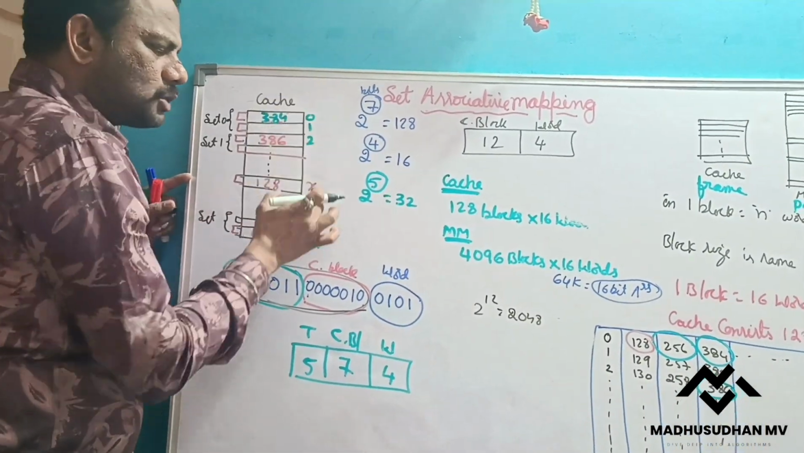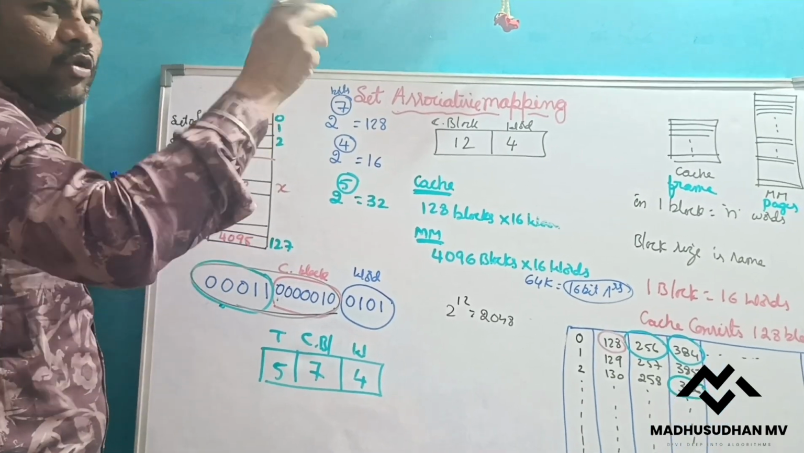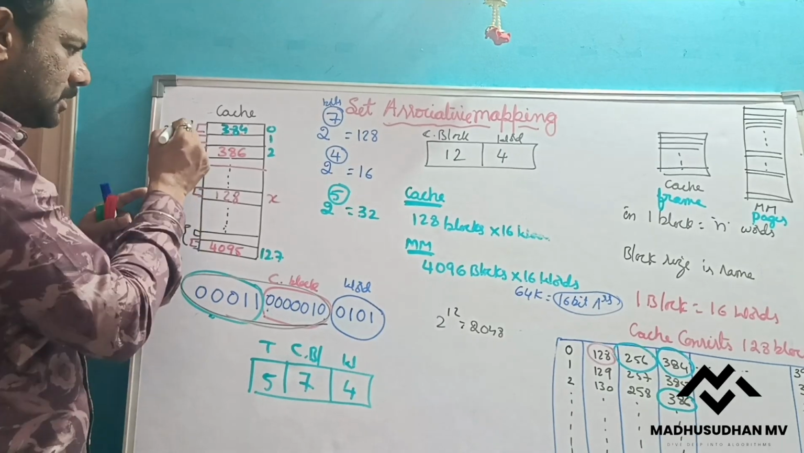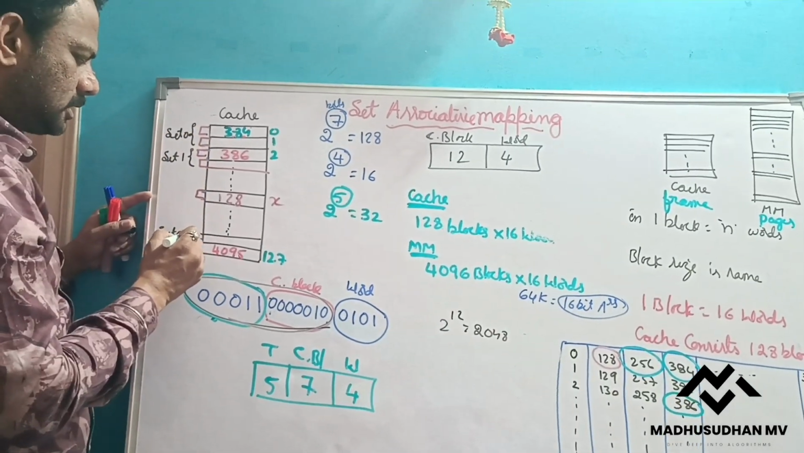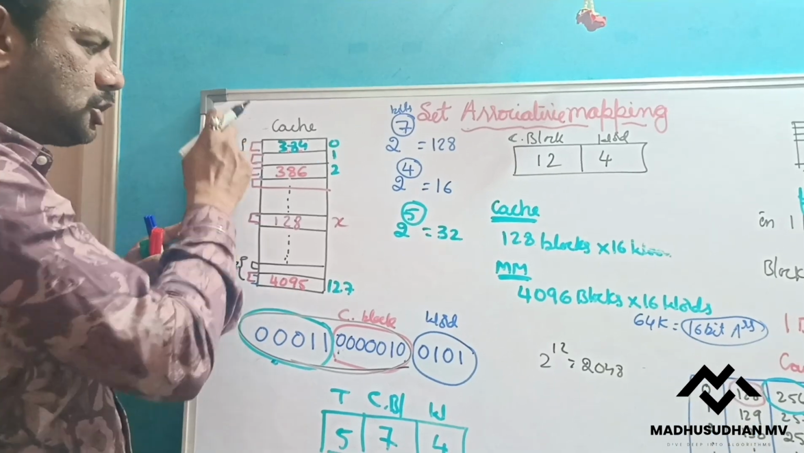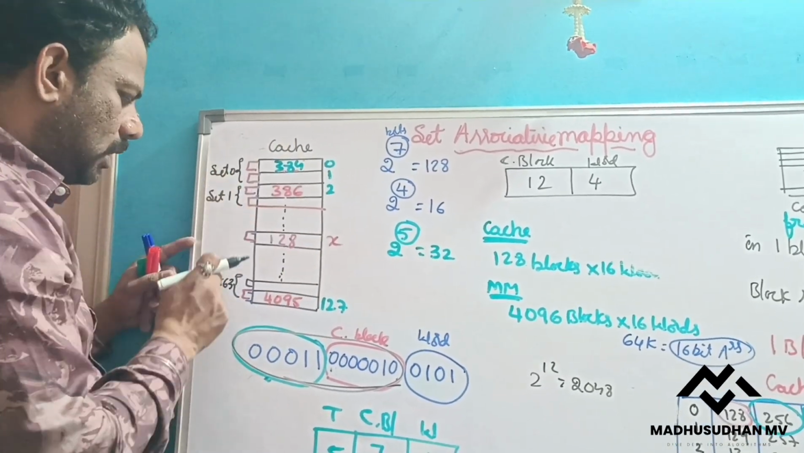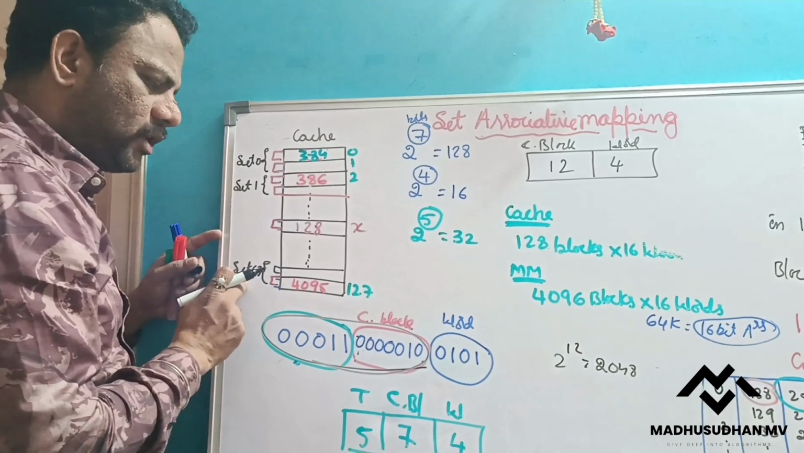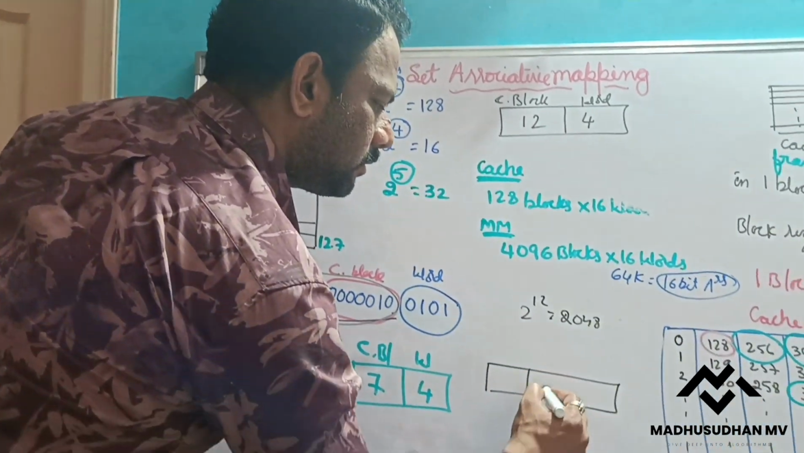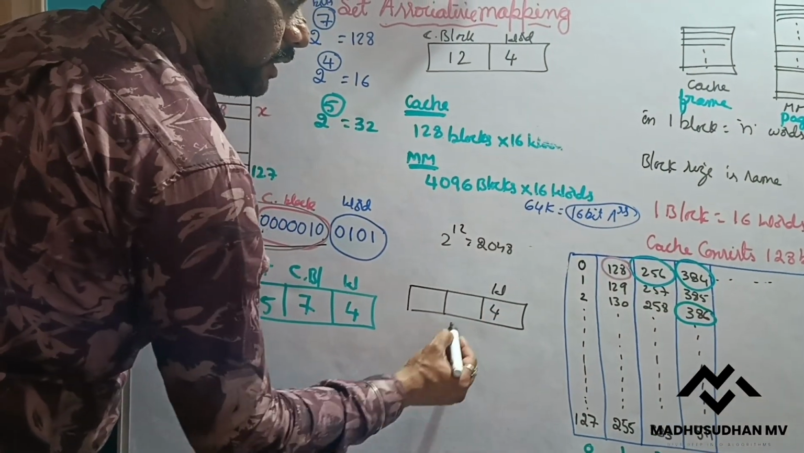So totally how many blocks? 128 blocks. I am making groups of 2. Totally how many groups do we get? 64 sets. So 64 means 0, 1, 2, and the last is set 63. Totally I have 64 sets because 128 divided by 2 is 64. Now the address I am dividing like this. Again 4 bits for the word, to identify the word.